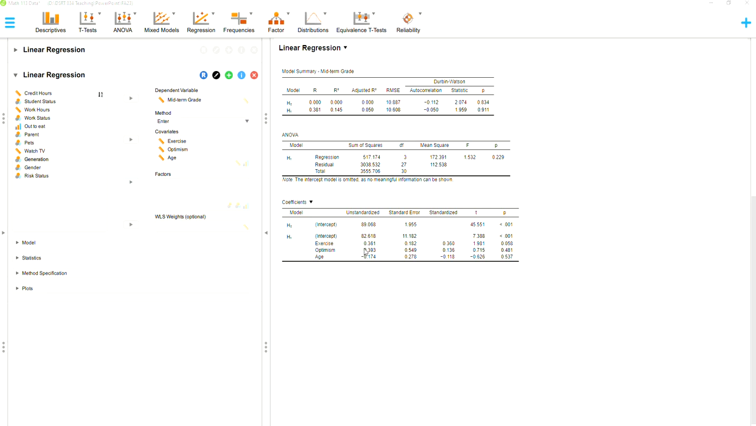And then in interpreting these unstandardized results, remember that exercise and optimism, because they don't have the negative sign, are positive. So that means the more someone exercises, the higher the midterm grade. For optimism, the higher the optimism score, the higher the midterm grade. And age has that negative relationship. So in this case, the younger someone was, the higher the midterm grade, or the older someone was, the lower the midterm grade.